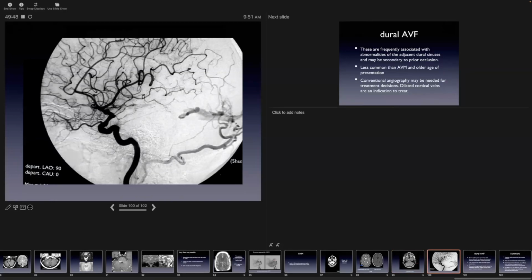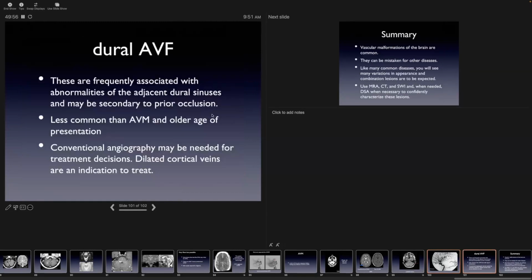And here you see the large occipital branch of the external carotid with early appearance of the transverse sinus in this patient with a dural fistula. Dural fistulas are usually associated with abnormalities of the adjacent dural sinus, and conventional angiography is usually needed for treatment decisions.